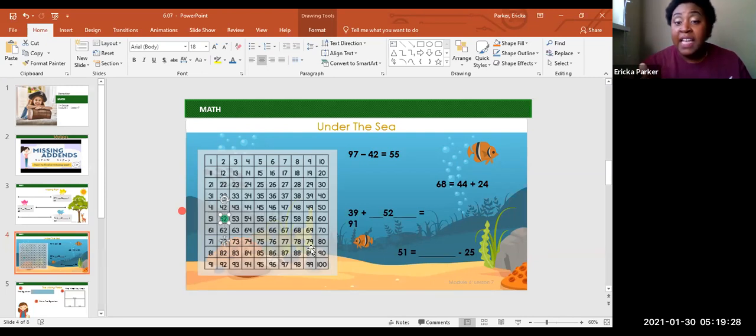All right, let's take a look at this last one here on the page. 51 equals blank minus 25. So go ahead and pause this. Get your part whole together. Stack your numbers, do your subtraction, do what you got to do.